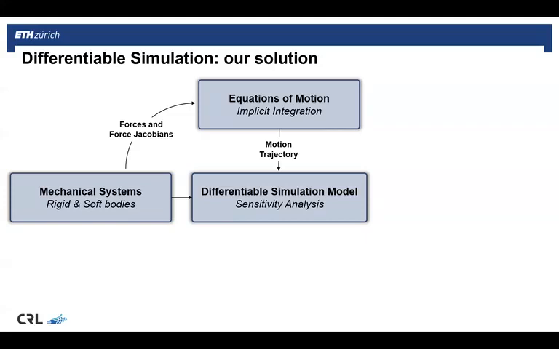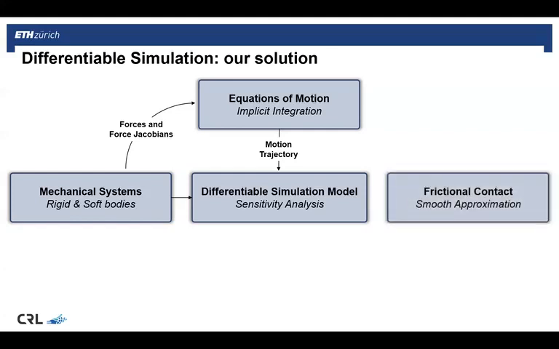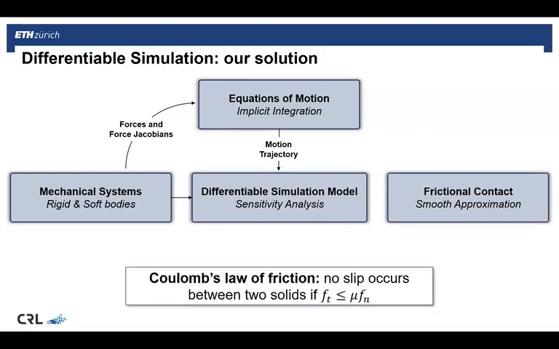Now, one crucial ingredient that is still missing is contact handling, which is of course very important for forward dynamic simulations. And contact handling is important because it is through contact and friction forces that physical objects interact with each other. Now, the simplest reasonable model of frictional contact that we have in physics is given by Coulomb's law of dry friction, which essentially states the condition under which there is no slip or no relative motion between two solids that are in contact with each other.